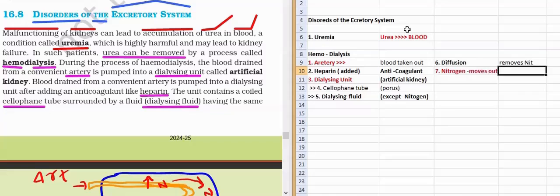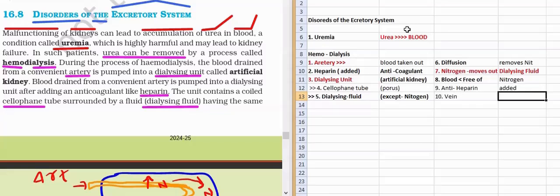Into where? Into the dialysing fluid from the cellophane tube. Next, eighth, the blood is free of nitrogen. Ninth, the last step, anti-heparin is added. Okay, anti-heparin is added, it's important. Tenth, into the vein, the blood returns.